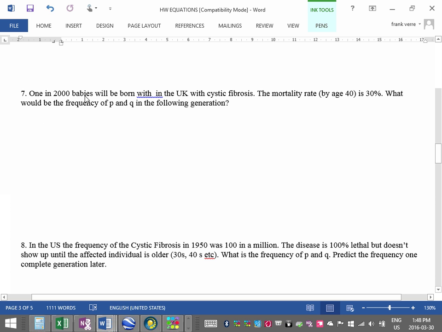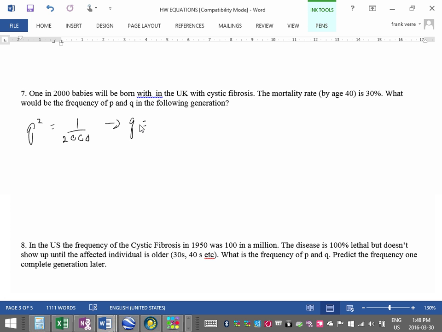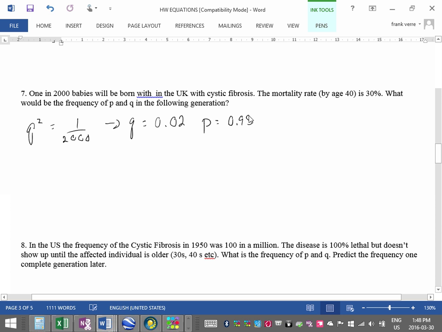So let's do this. 1 in 2,000 babies. First, let's figure out what Q is. We know that 1 in 2,000 are Q squared, so we can solve for Q. What's Q? Take the square root of 1 in 2,000. What do you get? Okay, and therefore P must be, other than yellow, 0.98.